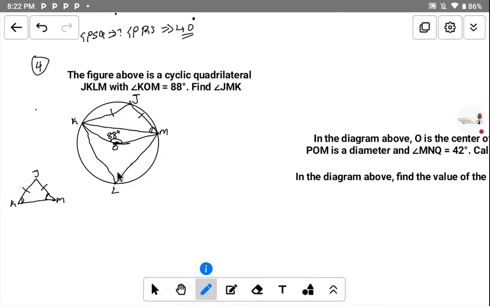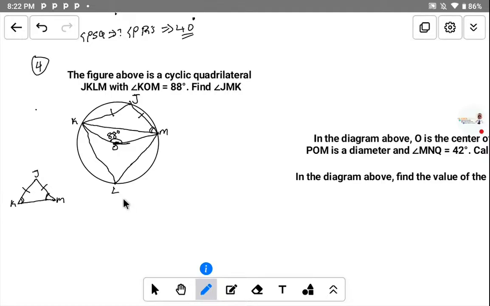According to the cyclic quadrilateral, you can say the sum of angle K and angle M here is equal to 180. But angle J and angle L here are not given, and angle K and M here are not given. Now, what do we do to solve that?